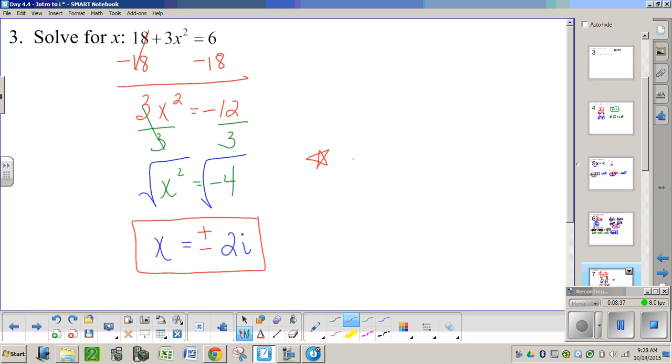So one thing that you want to do is when you're solving, remember to make your answer positive and negative. Okay, so don't forget that. When you're solving, you take the square root, go ahead and do plus or minus.